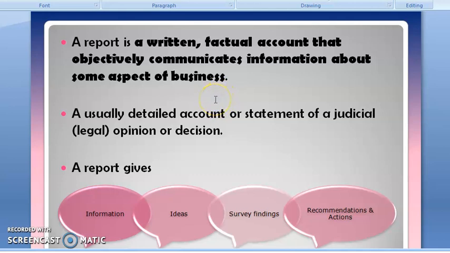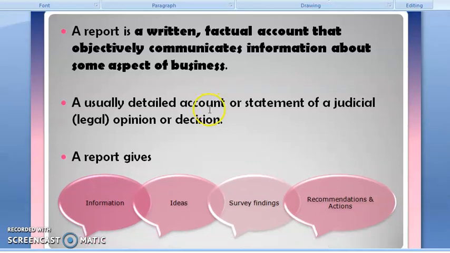Again, it's actually a detailed account or statement of a judicial, maknanya legal opinion or decision. Maknanya there is no "based on here" or "saya dengar", "oh saya rasa". No, it's factual information regarding information or ideas or survey findings or recommendations and actions.